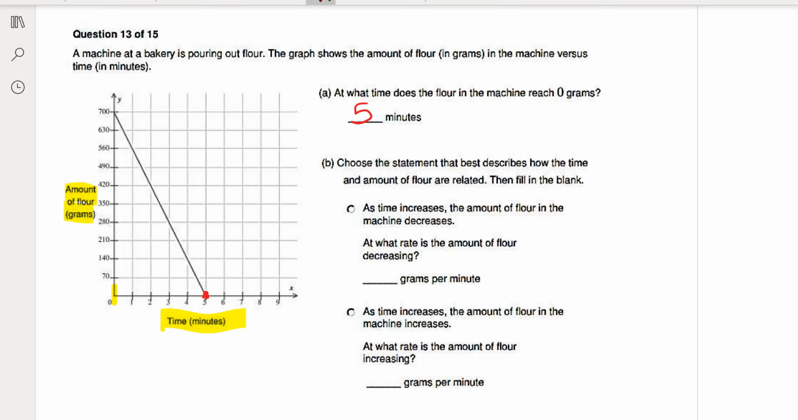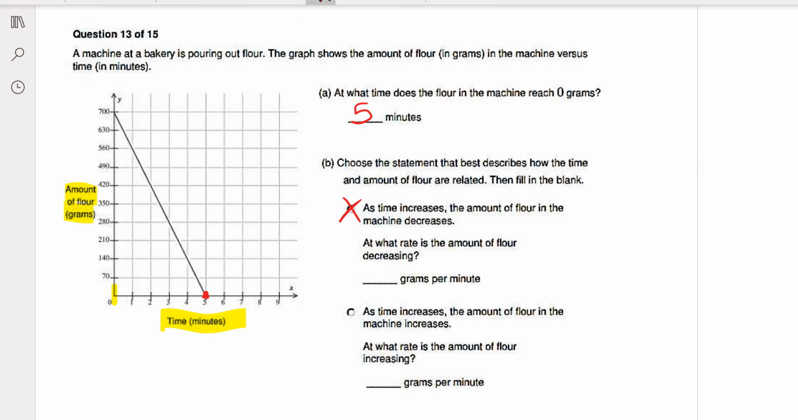Part B says, choose the statement that best describes how the time and amount of flour are related. Okay, as time's going on, is the graph going up or is it going down? It looks like the graph is going down to the right, so that means it's decreasing. So it would not be this first part of the answer. As time increases, oh, nope, I was wrong. I read it wrong. As time increases, the amount of flour in the machine decreases. That's true.